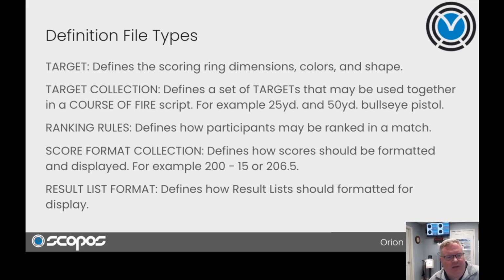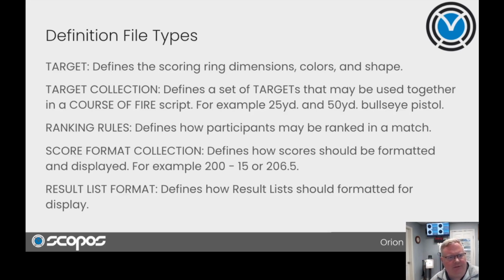A target collection is a set of targets that are used within a course of fire. This often comes up in pistol shooting. Often in rifle shooting, there's only one target used throughout the course of fire. In pistol, there's often multiple. An easy example to understand is within bullseye pistol, we have both a 25 yard target and a 50 yard target. And the same way with indoor, we have a target for timed and rapid fire, and a target for slow fire. That's a target collection.